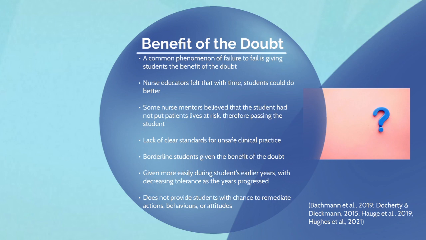By giving students the benefit of the doubt, it does not provide students with opportunities to remediate actions, behaviors, or attitudes early in the program, which puts them at higher risk of failing in their last year. Furthermore, if a student is given the benefit of the doubt and passed when they do not meet expected competencies, public safety is threatened. Ultimately, then, the benefit of the doubt is a failure on the professional mentor's role to protect patients from harm.